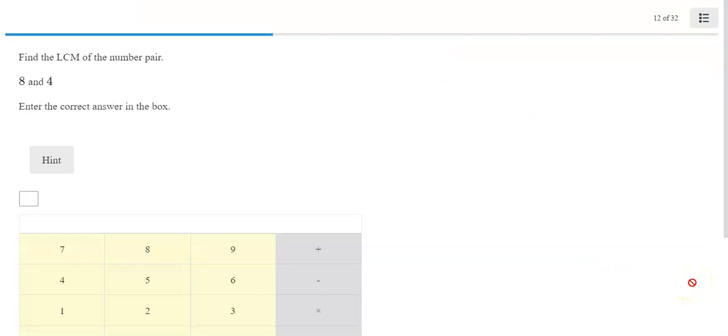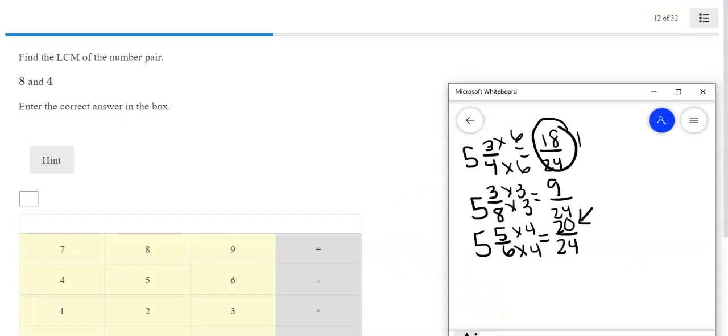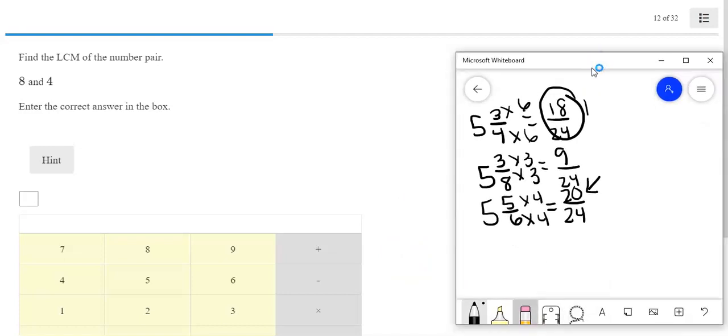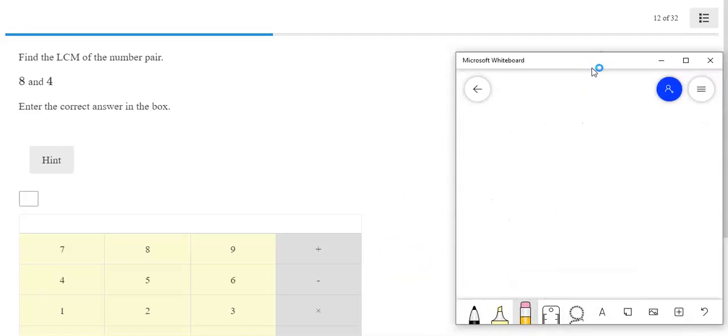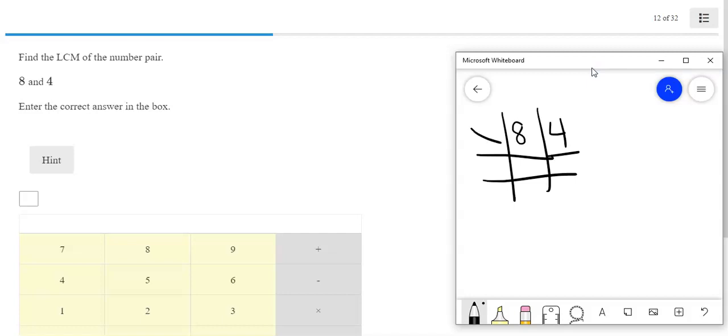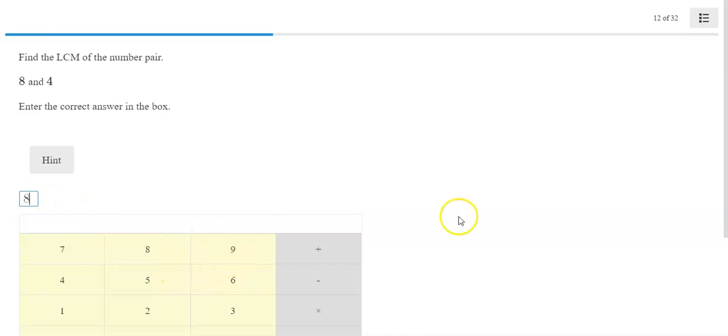Find the LCM of the number pair. We have 8 and 4. I'm going to do some tic-tac-toe to find this. So I have 8 and 4. I know 4 goes into both of them. 4 times 2 is 8. 4 times 1 is 4. 2 and 1 can't go further, so we're going to multiply this together. 4 times 2 is 8, and 8 times 1 is 8. So our answer is 8.